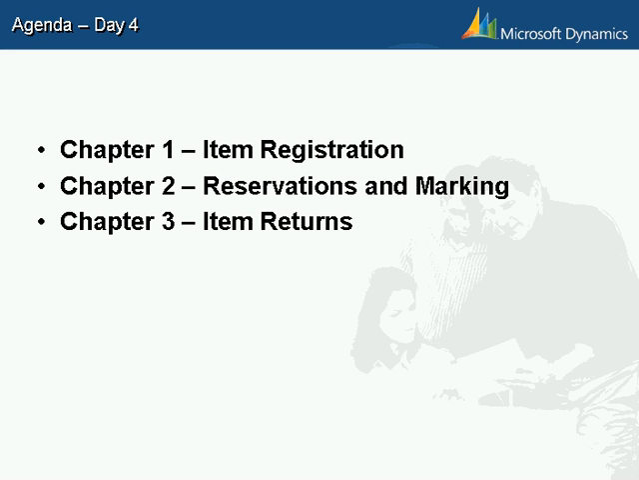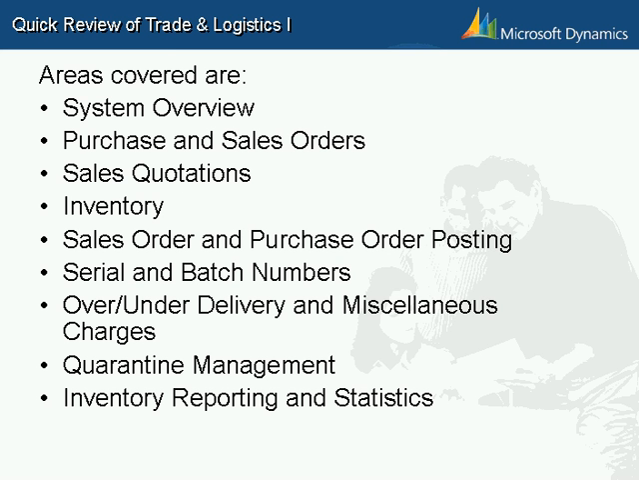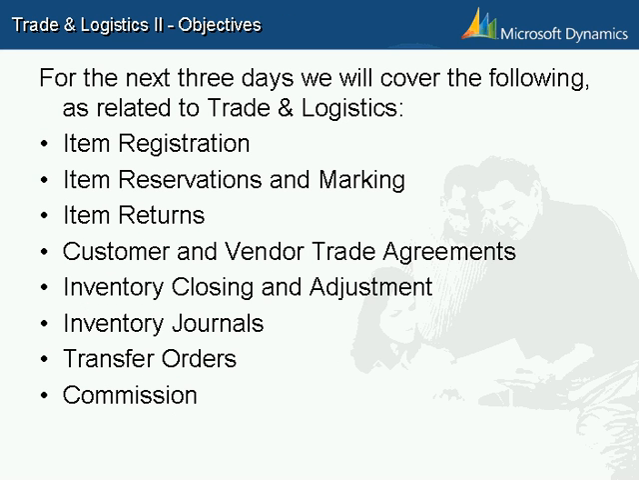In the next 2 hours, we will cover Chapter 1, Item Registration, Chapter 2, Reservations and Marking, Chapter 3, Item Returns. Before that, let me do a quick review of Trade and Logistics 1. We covered these topics: system overview, purchase and sales orders, sales quotation, inventory, sales order and purchase order posting, serial and batch numbers, over under delivery and miscellaneous charges, quarantine management, inventory reporting, and statistics.